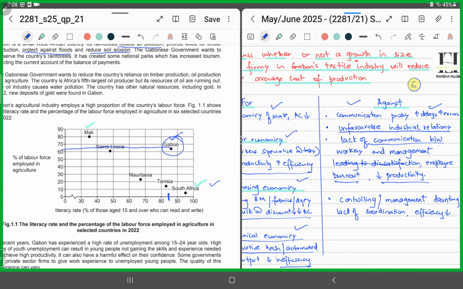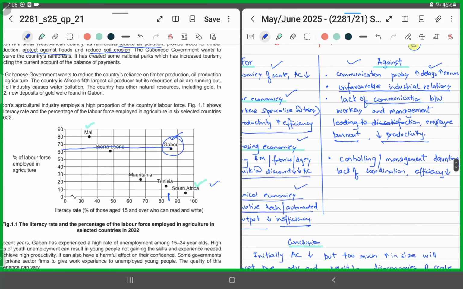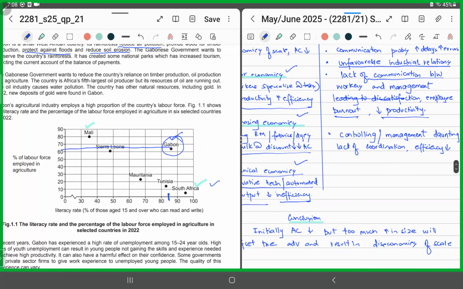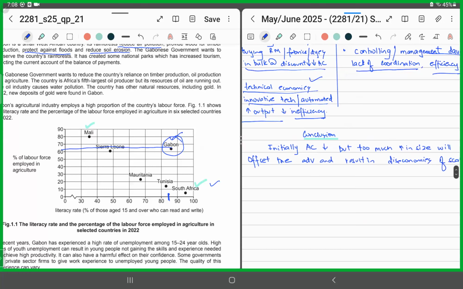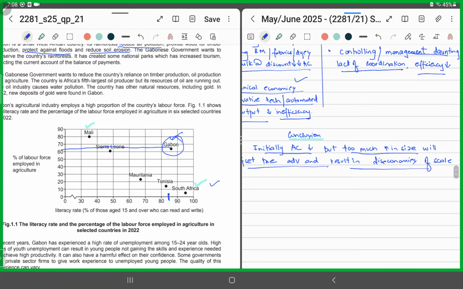It could also be that the management would be having issues in controlling such a large size. It could be daunting for the management. Maybe coordination could be challenging, leading towards inefficiency or a fall in the level of efficiency. Finally, you can conclude that yes, it could be possible that increasing the size initially might be reducing the average cost of production, but too much increase in size will offset the advantages and result in diseconomies of scale.